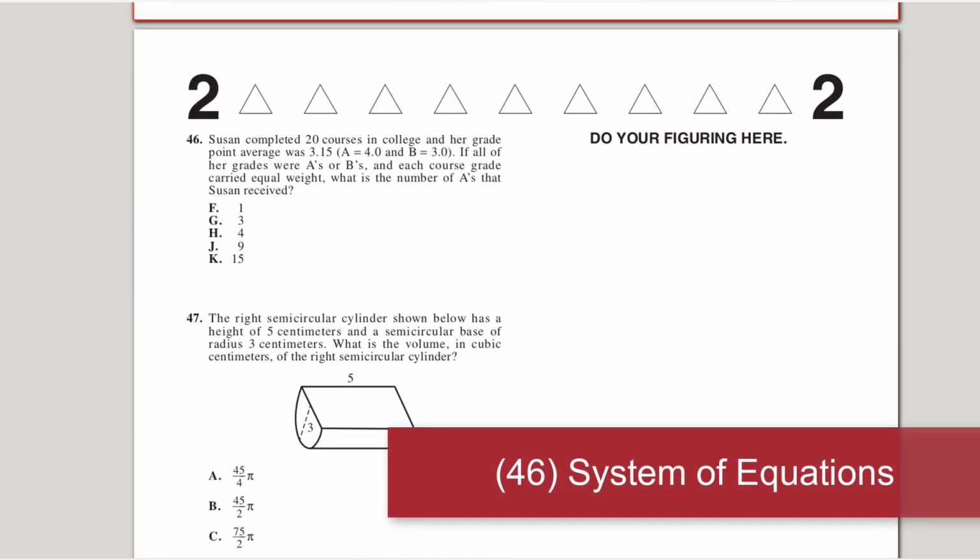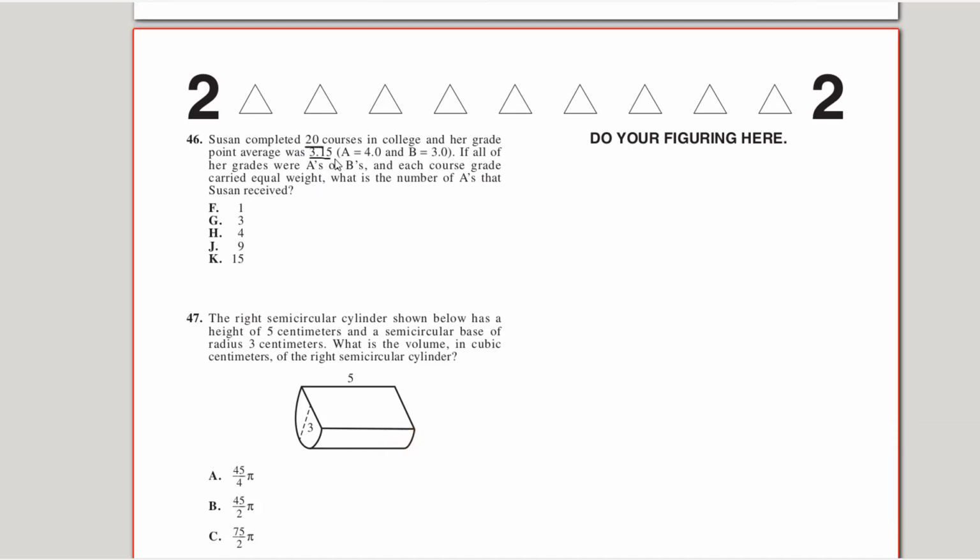Question 46 tells us that Susan completed 20 courses in college, and she graduated with a GPA of 3.15. An A is worth 4 points, a B is worth 3 points. If all her grades were A's or B's and each course grade carried equal weight, what's the number of A's that Susan received? That's what we're looking for, of the 20 courses.